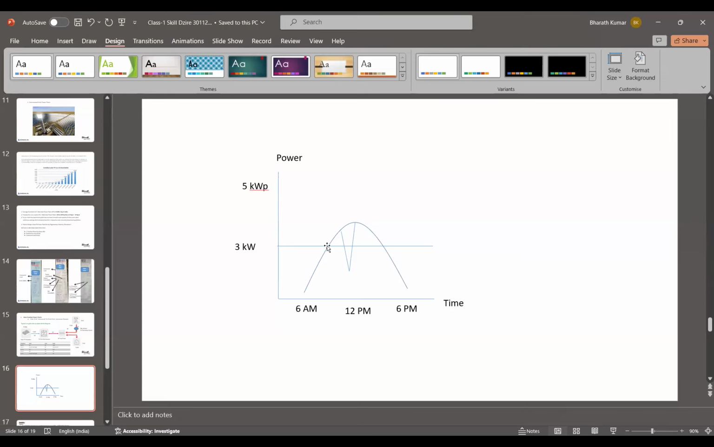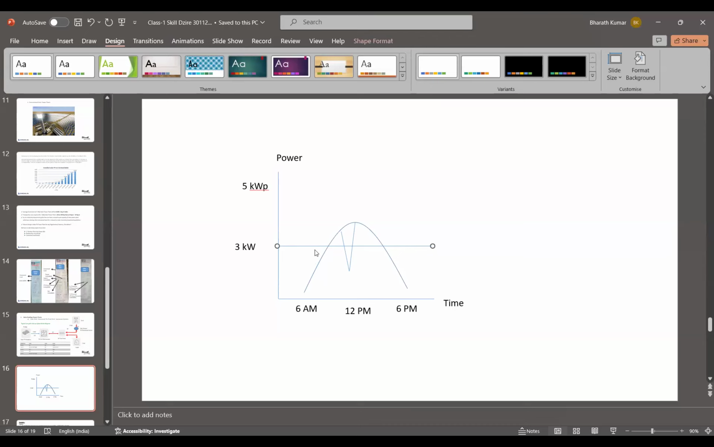Around 11 o'clock it goes to 3 kilowatt or 4 kilowatt. At 12 o'clock it goes to a 4 kilowatt peak and then it comes down again. So in solar there is no stable power. It depends on sunlight, and it will also fluctuate. But our residential load is stable. It's a 3 kilowatt stable load.